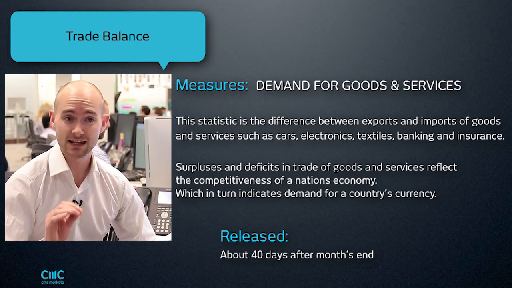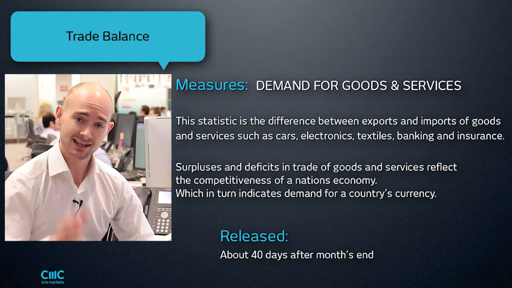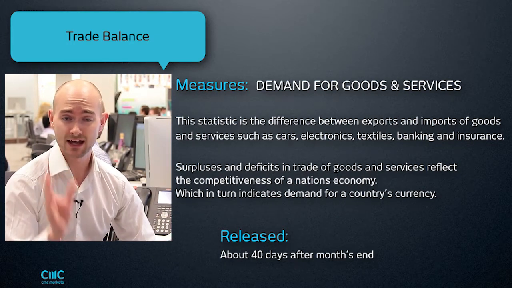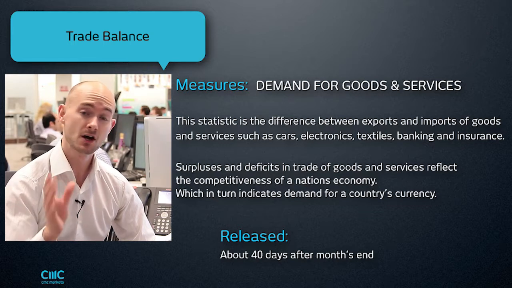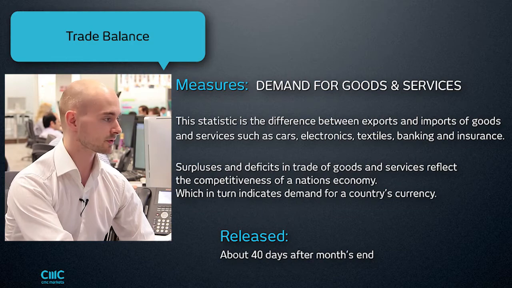So it's a very important data release, and it normally comes out in America about 40 days after the month's end, and can have quite a big impact not just on the equity markets and the foreign exchange markets, but also on commodities there as well. So trade balance, a very important one to remember.